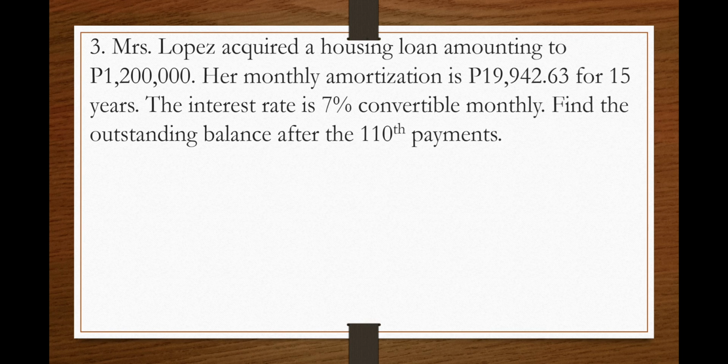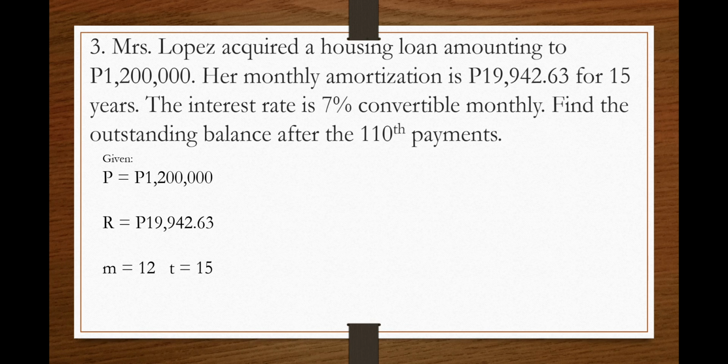The interest rate is 7% convertible monthly. Find the outstanding balance after the 110th payment. So given in the problem is the principal, which is 1,200,000 pesos, and the regular payment, which is 19,942 pesos and 63 centavos, and m is equal to 12 because that is monthly, and t is equal to 15 because that is payable for 15 years, and the value of n is m times t, which is 12 times 15, equal to 180. So there are 180 payments within 15 years.